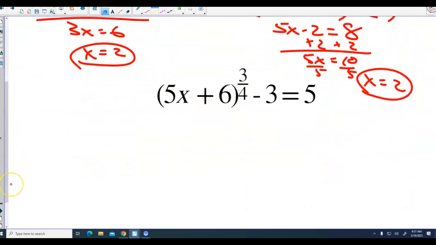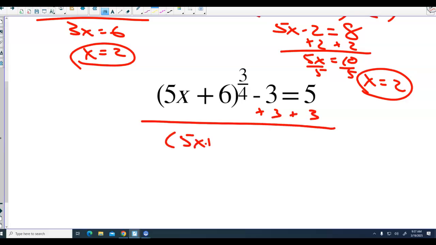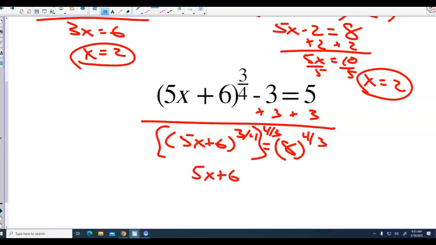My third problem, same deal. I'm going to add 3 on both sides. 5x plus 6 to the 3/4 equals 8. I'm going to raise both sides to the 4/3. 5x plus 6 equals 16. The cube root of 8 is 2, and 2 to the 4th is 16. The denominator is always your index. The numerator is always your exponent.